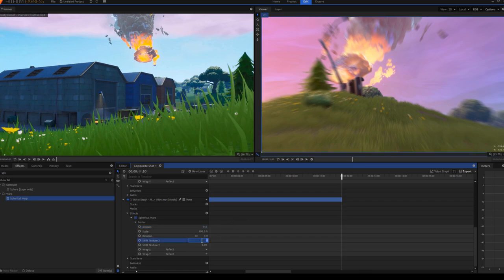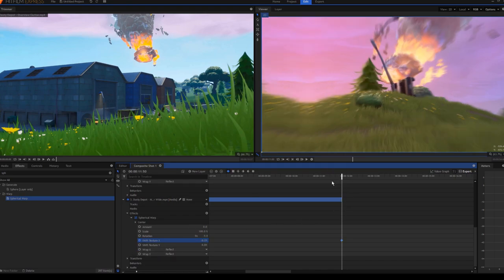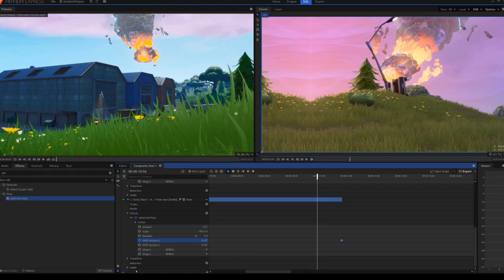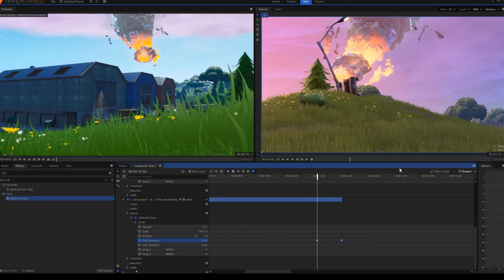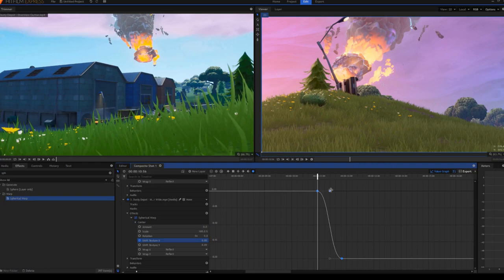Oh, that's not right. Oh, it's negative 0.2. I'm actually off. Okay, well, anyway. Keyframe that. Go back about 1 second. Put that to zero. Manual bezier. Make it look like this.